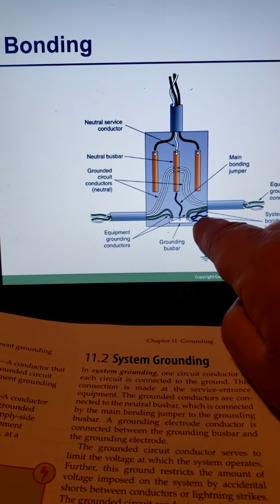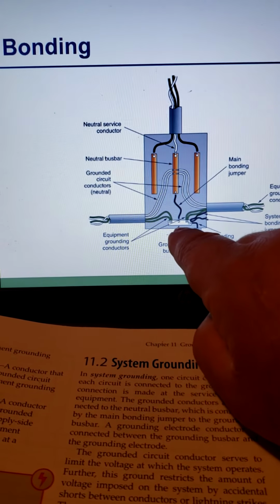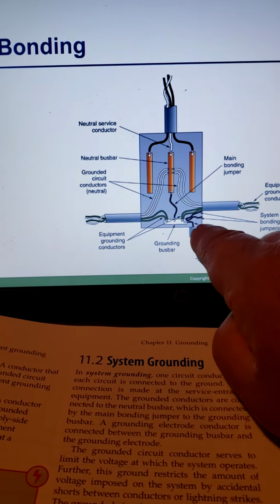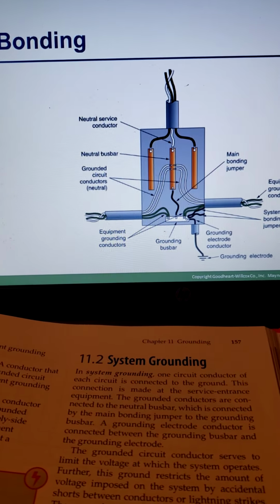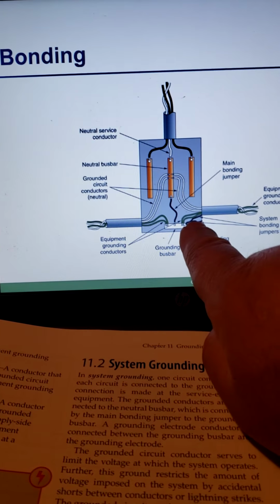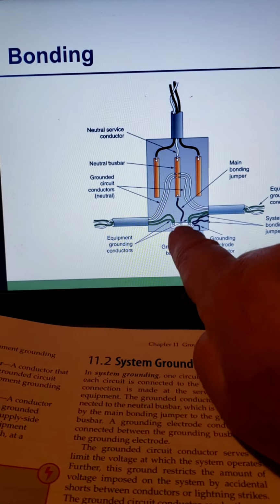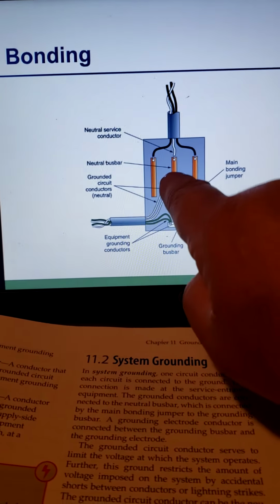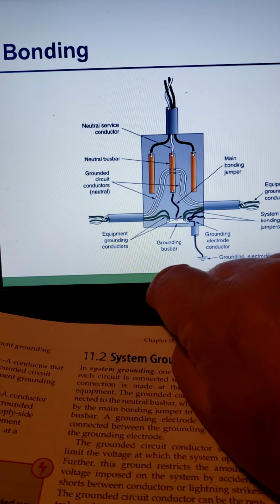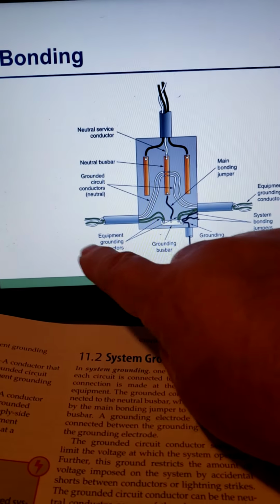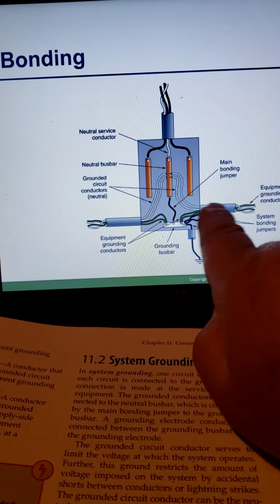Here's our system bonding. So here it is, it's coming off the neutral bar and going to the metal frame. So we have the grounding electrode, system bonding that's going to the metal frame here, and our main bonding jumper that's going from the neutral to the grounding bar. And that's all our connections. These are just grounds going off. The green ones are grounds going off.